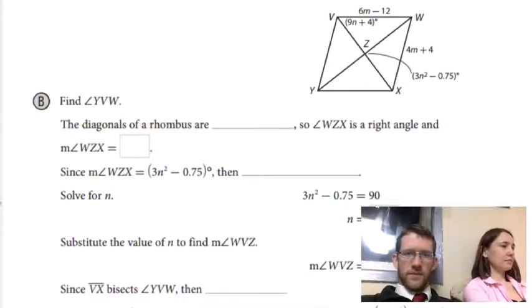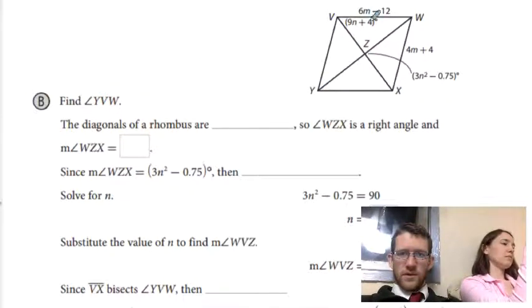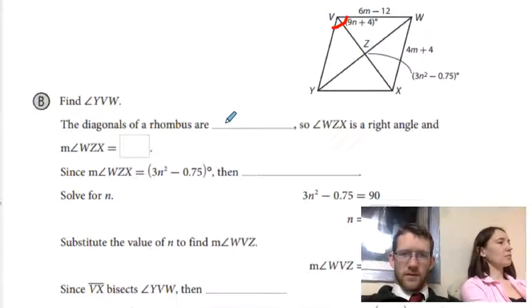Okay, we'll try another one. This time we'll do it ourselves. We need to calculate what angle YVW is. So Y to V to W, we want to get this whole angle here. This number refers to just angle WVZ, so just half of it. Diagonals of a rhombus are what? They are perpendicular. So I'm going to draw this little angle here. That's 90 degrees.